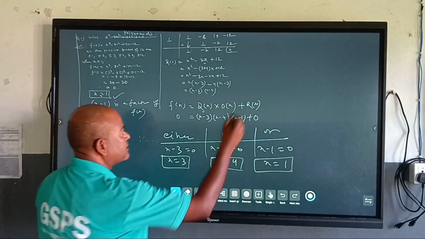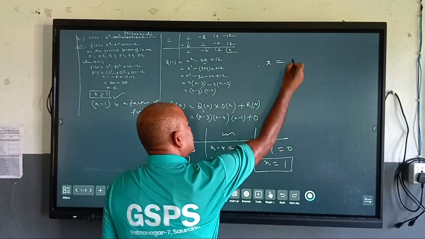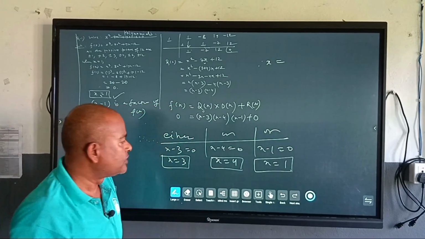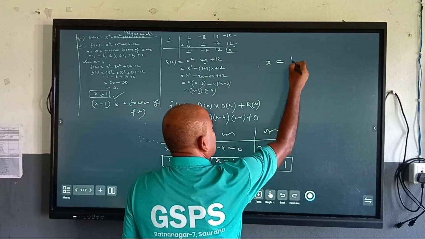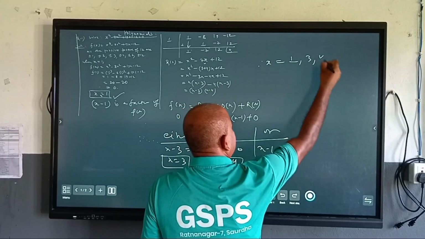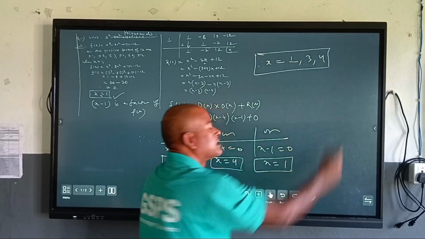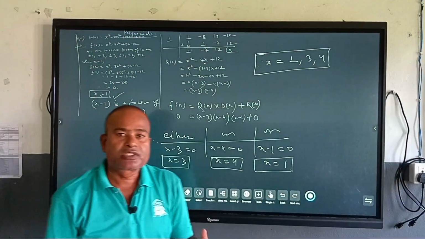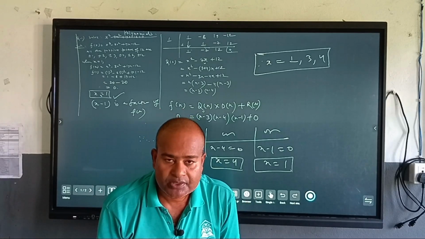So altogether we have got three roots of the given polynomial, which are 1, 3, and 4. Dear students, this is the required solution of the given polynomial equation.